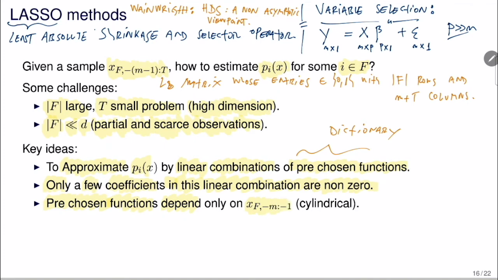So in other words, the functions in our dictionary may take a space-time configuration where the space variables are in the set F, in the set of observable neurons, and the time range here has size m. So the functions that we consider in the dictionary take into account what happens in a configuration where the space coordinates are in F and the time range has size m. Okay, so this is a sequence of zeros and ones. And functions of this type are what we call in the book cylindrical.